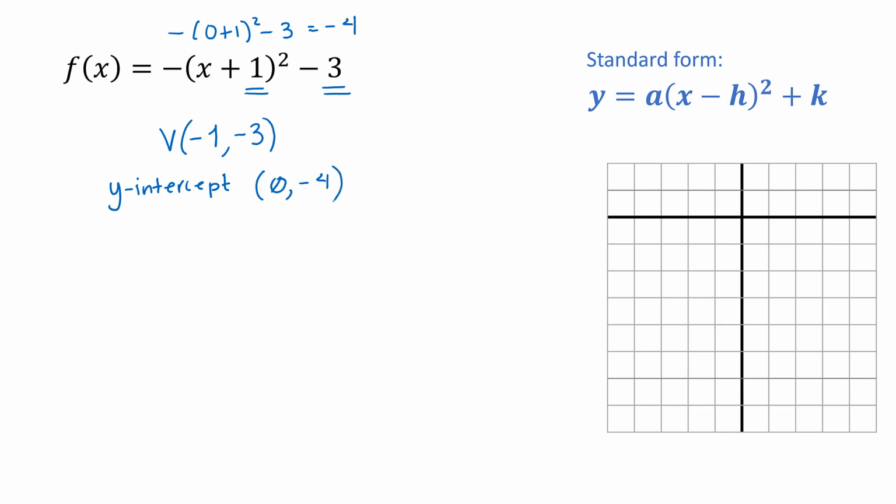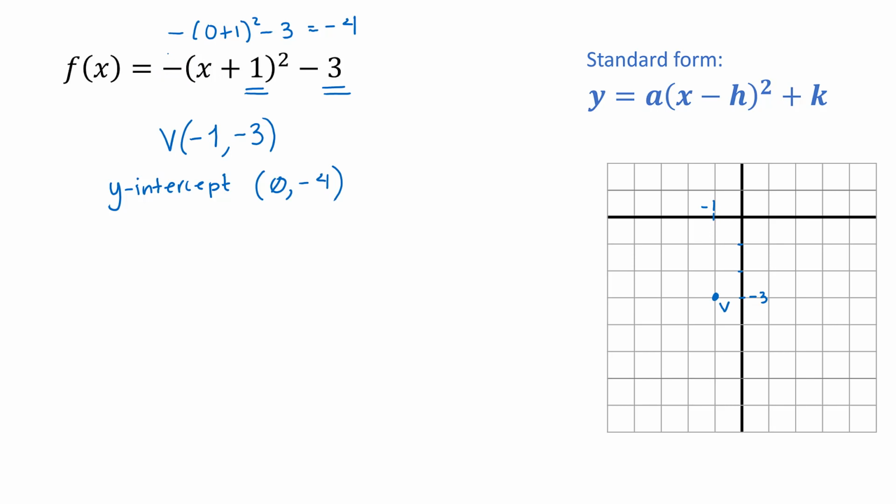First, we graph the vertex in minus 1 and minus 3. We have it here, the vertex. Now, the value of a, in this case, we don't have a number. That means that it's 1, but it's negative. That means the parabola is going to open downward.